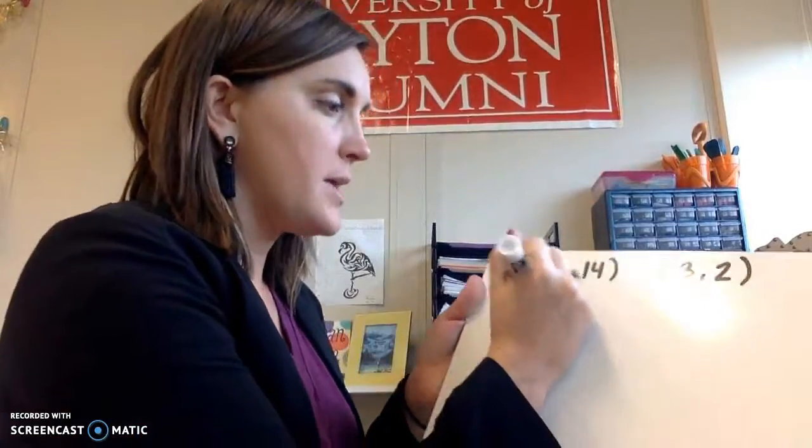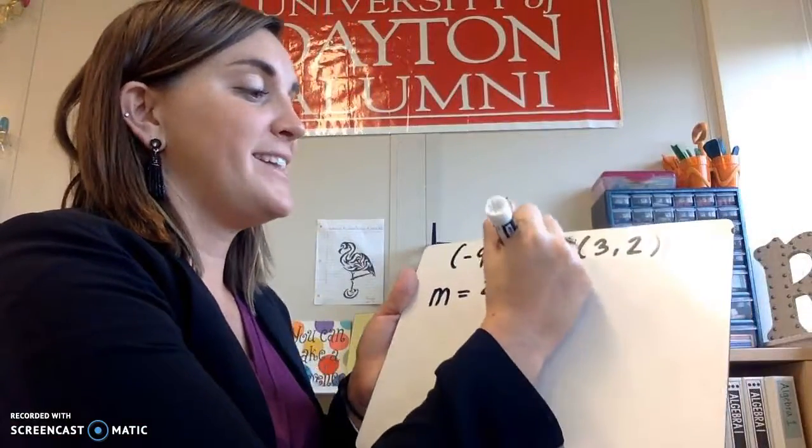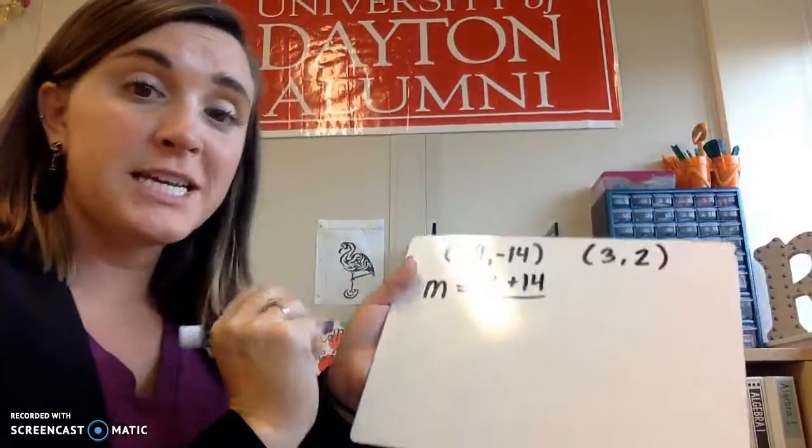All right, we're back to round two. The entire front is done at this point, and we are jumping in right here at number 7. I've got my two ordered pairs, and I'm going to have to find my slope. So m equals 2 minus a negative 14, which becomes plus 14.